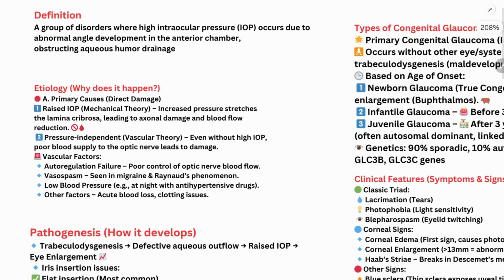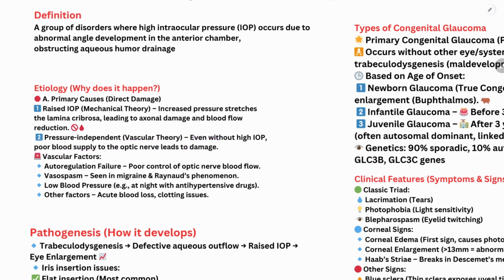So what is the etiology here? Why does it happen? The primary cause is direct damage. Here there is raised intraocular pressure which keeps pressure on the lamina cribrosa, which leads to axonal damage and blood flow reduction. Second one is pressure independent. Here you won't see involvement of intraocular pressure. Even without high intraocular pressure, poor blood supply to the optic nerve leads to damage. So these are the important points.